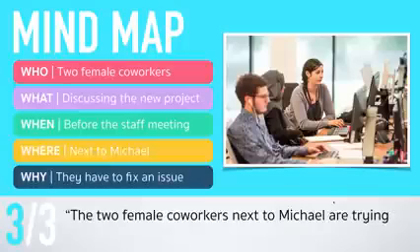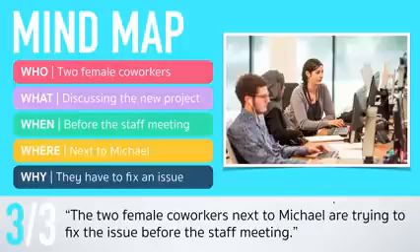Oh, but it doesn't stop there. We have one more sentence. Look at this sentence. I could say, the 2 female coworkers next to Michael are trying to fix the issue before the staff meeting. All right. So again, what I'm doing is I am organizing the information that I have in my mind and I'm creating sentences so that I can actually speak.